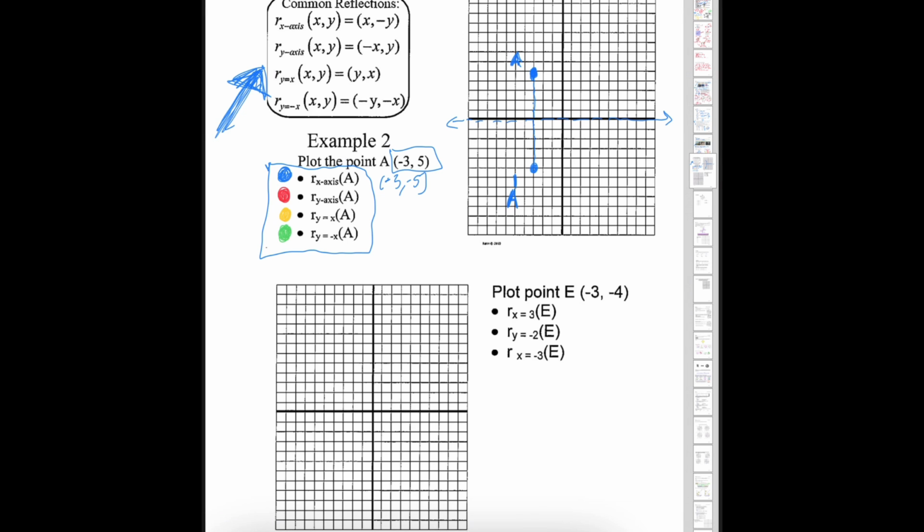So then let's go ahead and reflect this across the y-axis. The y-axis in red. If we reflect point A, so over 3, we have to go over 3 this way. There is my new point, A prime. So A prime is now 3, 5.